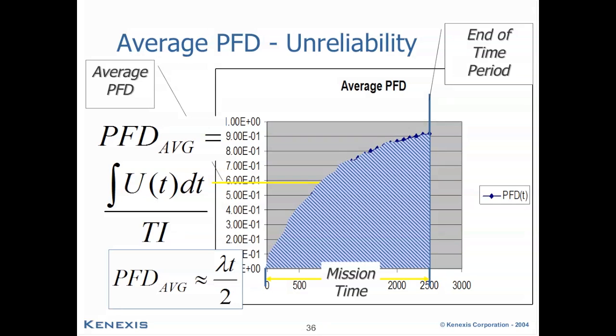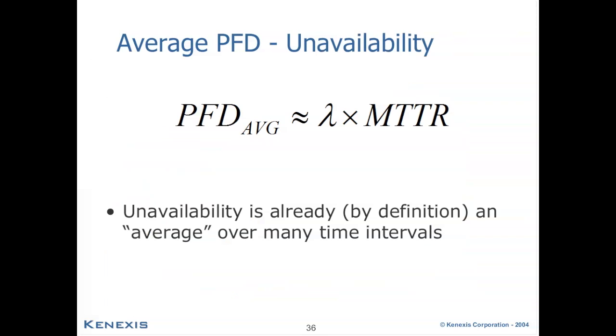What we establish then, based on the definition, is an approximation for PFD average, which will be roughly equal to lambda times the time interval of interest over 2. And in the case of unavailability, the PFD average will be roughly equal to lambda times MTTR. This may look similar to the approximation for unavailability as presented earlier, but as you may note, unavailability is already by definition averaged over many time intervals.